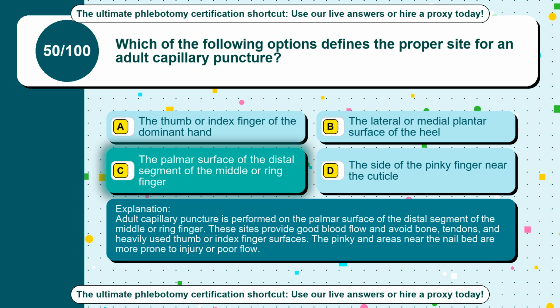These sites provide good blood flow and avoid bone, tendons, and heavily used thumb or index finger surfaces. The pinky and areas near the nail bed are more prone to injury or poor flow.